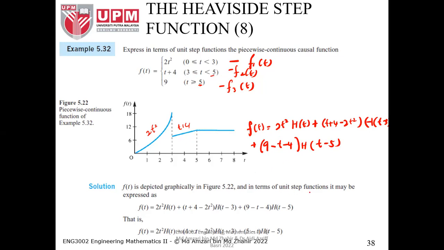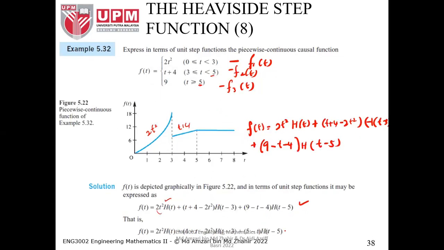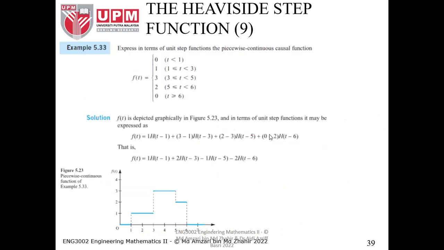So this is your unit step function expression. You can simplify this one. This first term will remain the same, 2t squared H(t). This one you can get this formula. Then this is how you simplify it. So this is how the Heaviside function works.